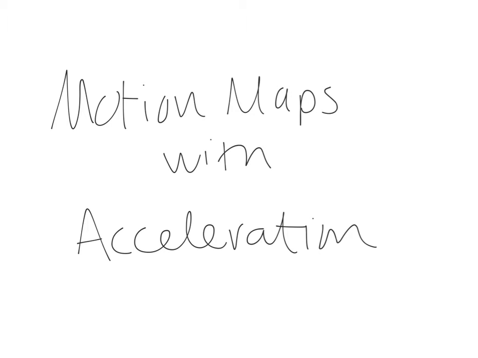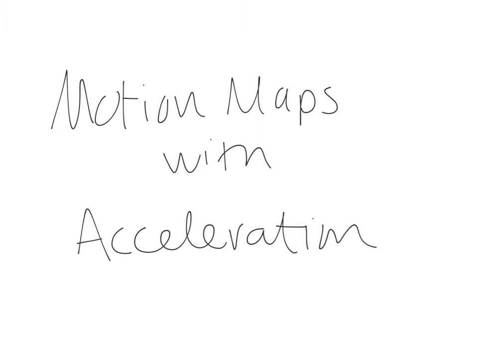Okay, we are going to now look at motion maps with acceleration. Before, we only showed velocity, showing the direction and how fast an object was moving. Right now we're going to show acceleration, so we're going to show motion maps that have a change in velocity. What that means is we're going to have an additional row of arrows that show the acceleration.